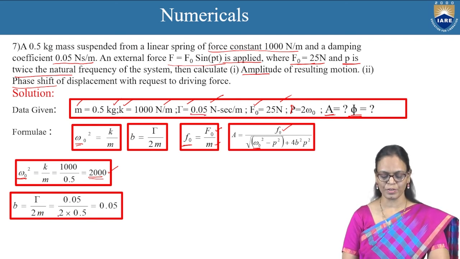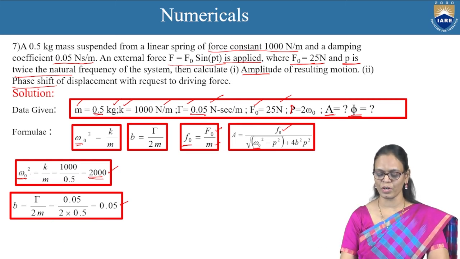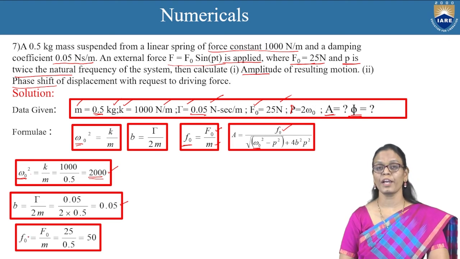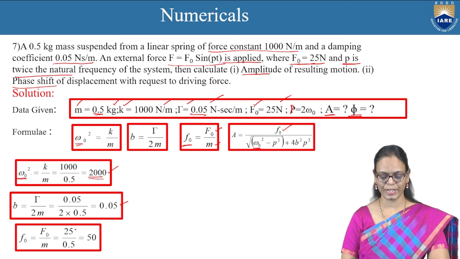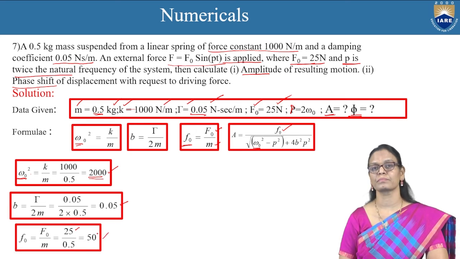0.05 upon 2 into M, 0.5. So what we get is 0.05. So omega naught square and B. Now we will substitute for F naught by M. What is F naught? F naught is 25 Newton. And all the quantities here are in the SI system, so we are continuing the same system. So 25 by 0.5, this will give us 50.